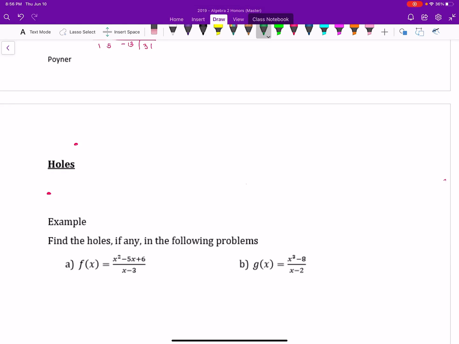Now, finding asymptotes is all well and good. Even the vertical asymptotes. Great, I can find vertical asymptotes. But we have to keep an eye out for when there might be a hole instead of an asymptote.